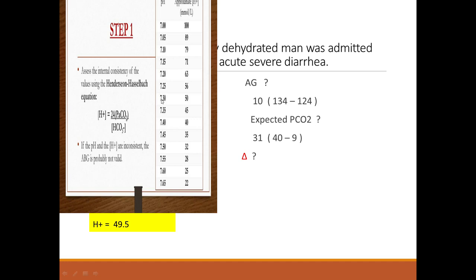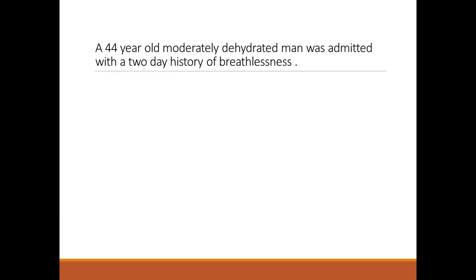Anion gap is 10, and the expected PCO2 we told is 31. So what is the diagnosis? The normal anion gap metabolic acidosis and adequate compensation. We do not need to write the adequate compensation. We need just to calculate it, but don't need to write it down over here. I just wrote it, but we don't need to. So this is a normal anion gap metabolic acidosis.